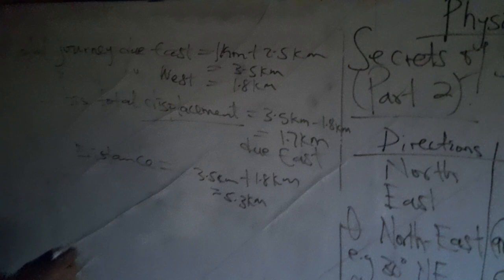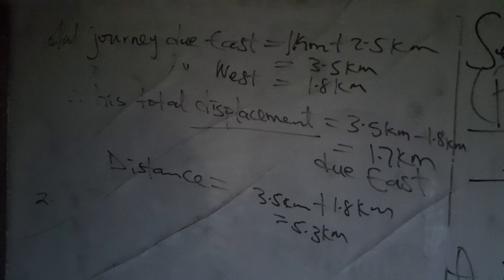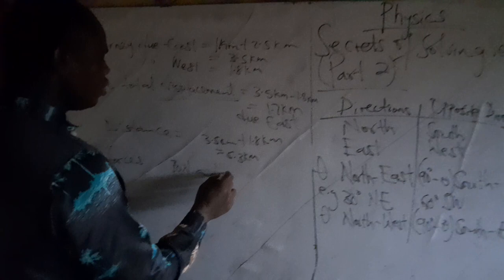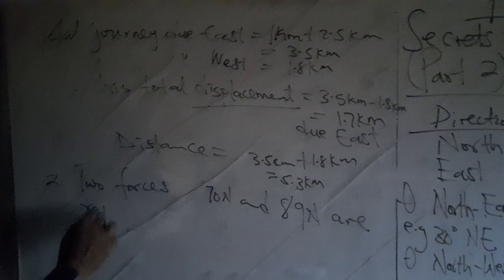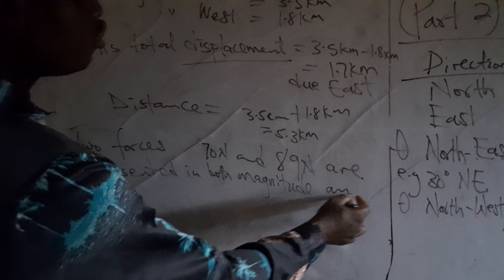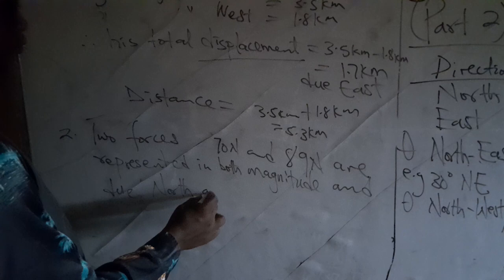Now, another example. Two forces, 70 newton and 89 newton are represented in both magnitude and direction due north and south respectively.